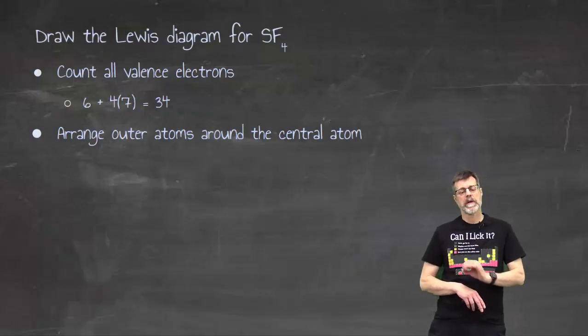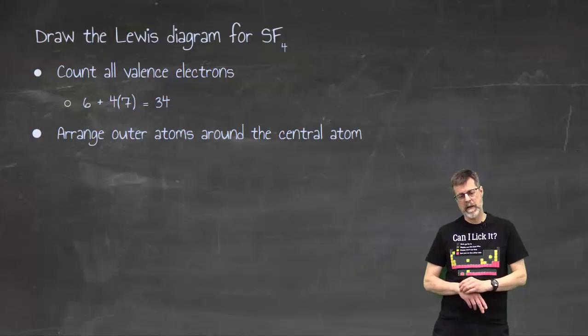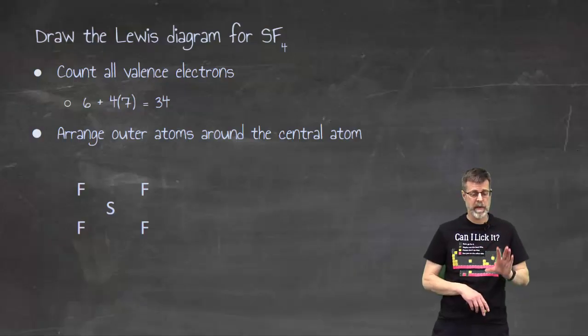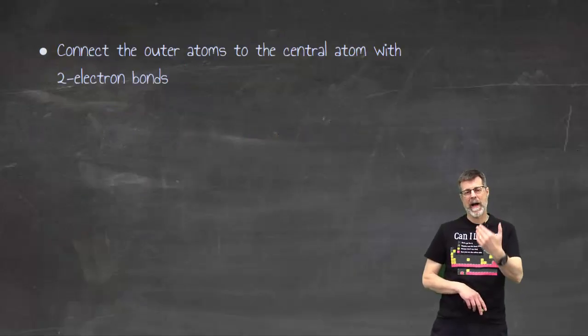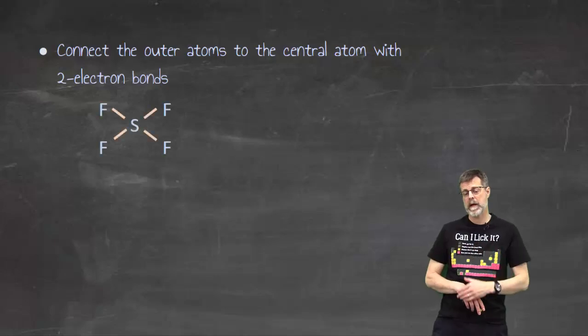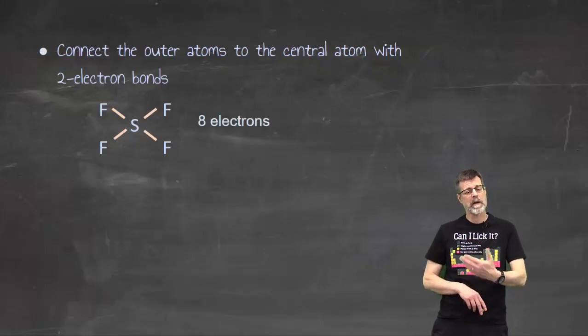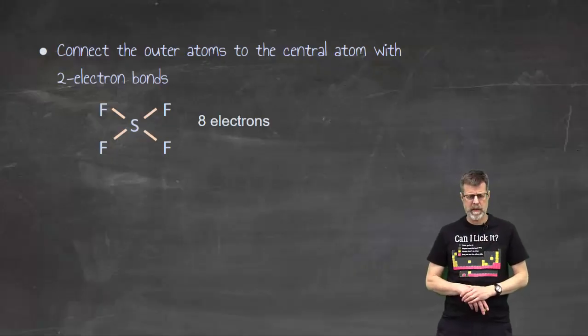I'm going to start by arranging the outer atoms around the central atom. Based on what I've done before, it's going to look something like this. Notice there's no valence electrons there. All I've done is arrange my atoms. I am then going to attach the outer atoms to the central atom using electrons in bonds. I'm going to draw the line. That single line represents 2 electrons. So if I count that up right now, I've accounted for 8 valence electrons in my diagram.